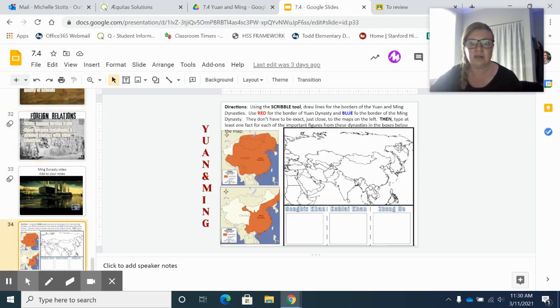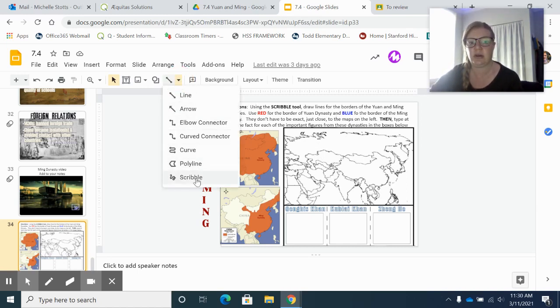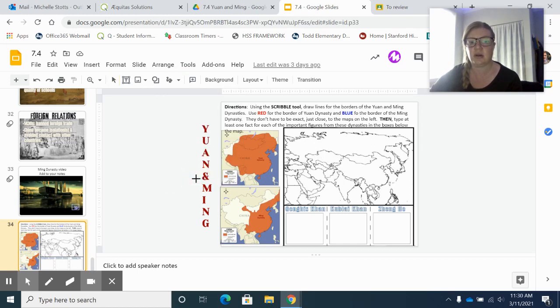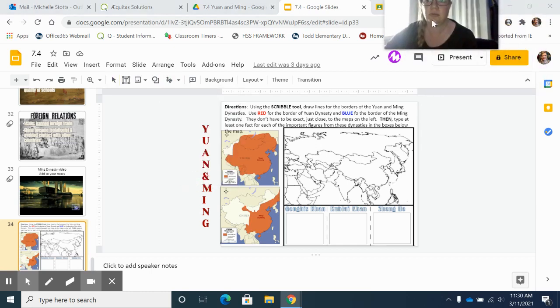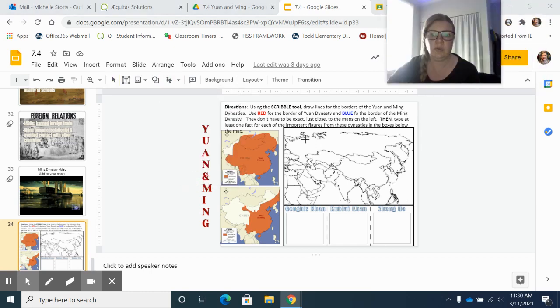So for this last part, for your one pager, very, very carefully read the directions. You're going to use the scribble tool, which is found here. You're going to click on that and click on scribble. And then you're going to go right here to where China is, and you are going to use a red line for the border of the Yuan dynasty. So what I would do is change the color of my scribble tool to red.